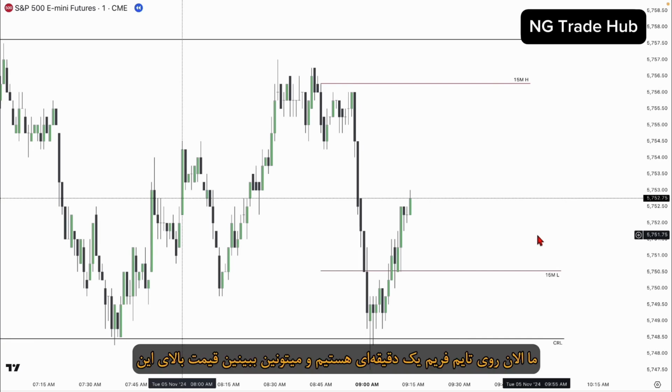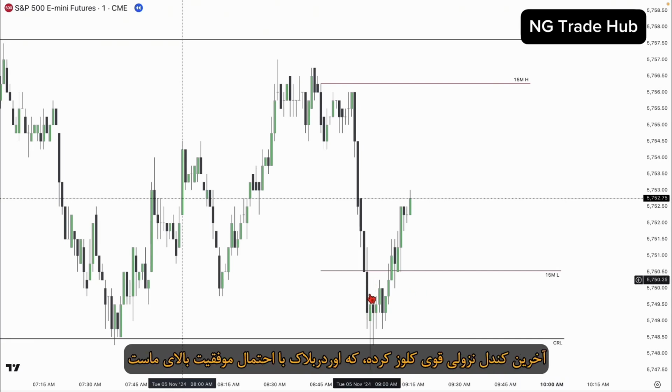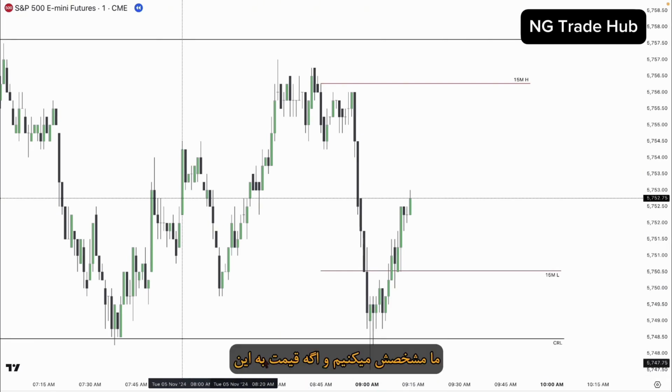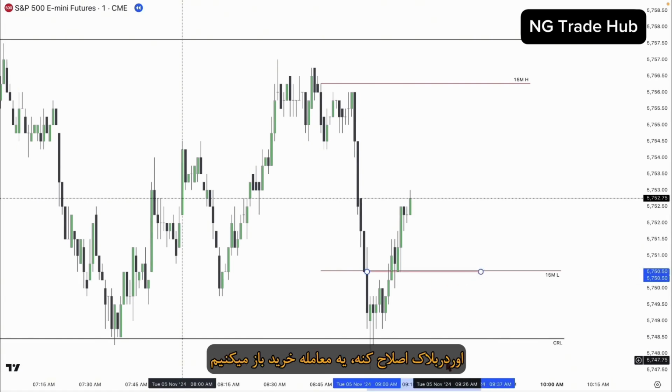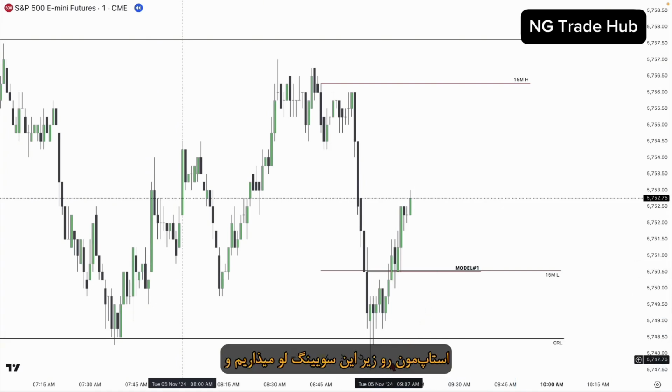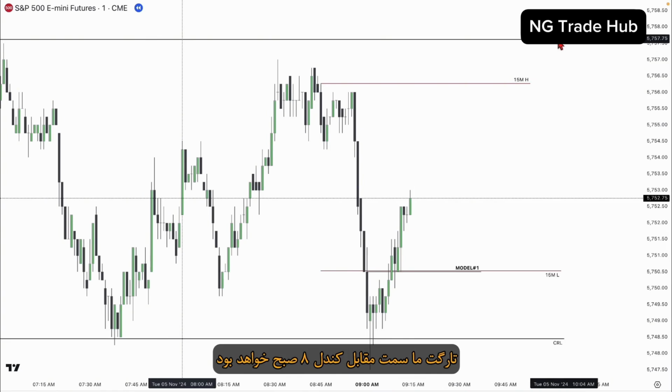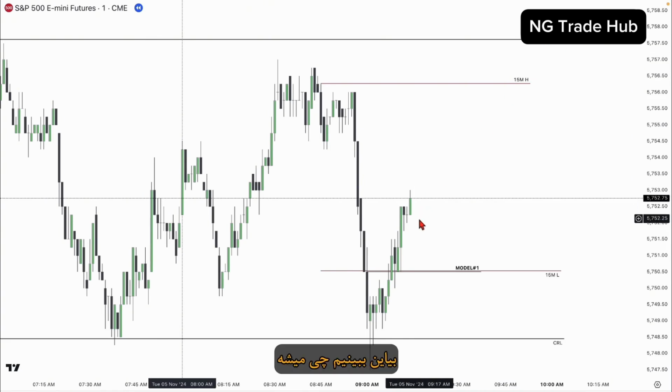We are now on the 1-minute time frame, and you can see price has closed above this last thick down close candle, which is our high probability order block. We will mark it, and if price retraces back to this order block, we will open a long trade, placing our stop below this swing low, and our target will be the opposing end of the 8 a.m. candle. Let's see how it plays out.